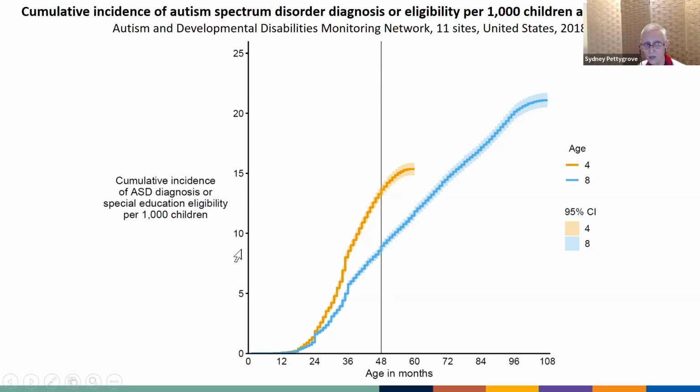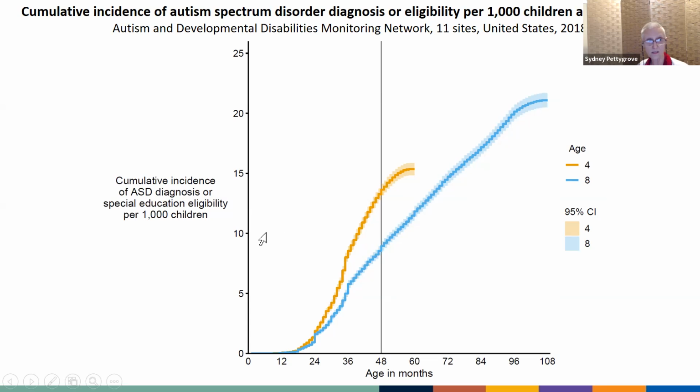And then you can see by 48 months or 4 years, our 8-year-olds had a prevalence that was still less than 10 per 1,000. And this is the difference 4 years can make, because we see that among our 4-year-olds, by the time they got to their 4th birthday, the prevalence was something like 13 or 14. And so we see that the difference between these two lines is a difference in early recognition. So I see this as really good news. It means that a much higher proportion of our kiddos are getting recognized at younger ages.